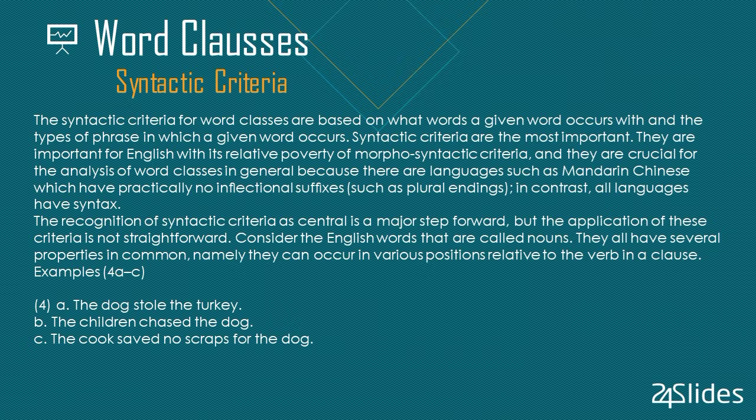But the application of these criteria is not straightforward. Consider the English words that are called nouns. They all have several properties in common. Namely, they can occur in various positions relative to the verb in the clause. The examples for A through C: A. The dog stole the turkey. B. The children killed the dog. C. The cook saved no scraps for the dog.